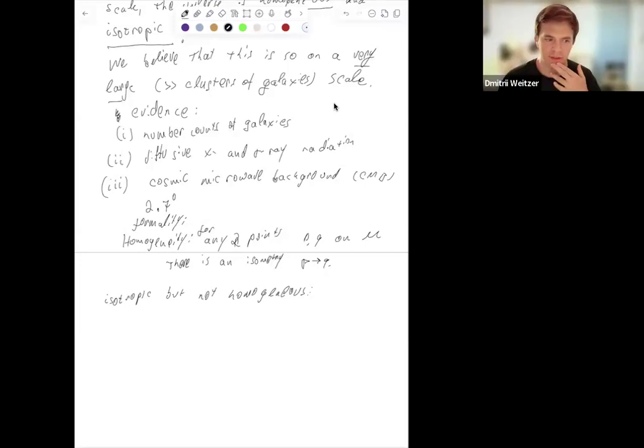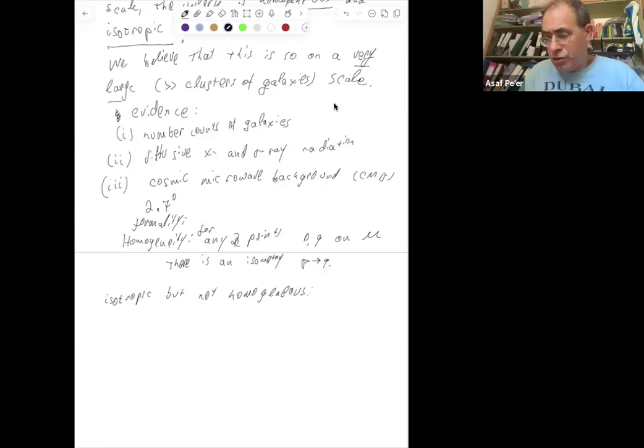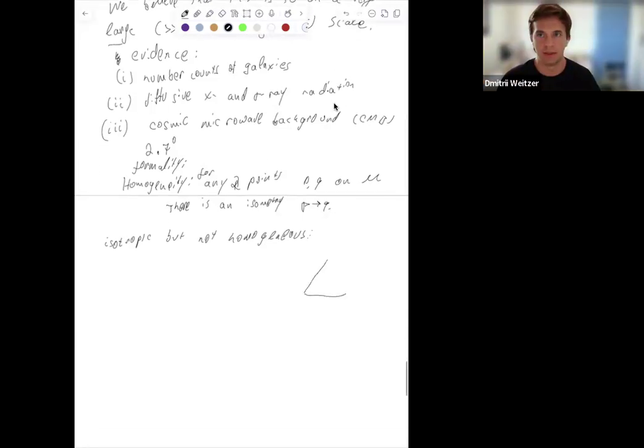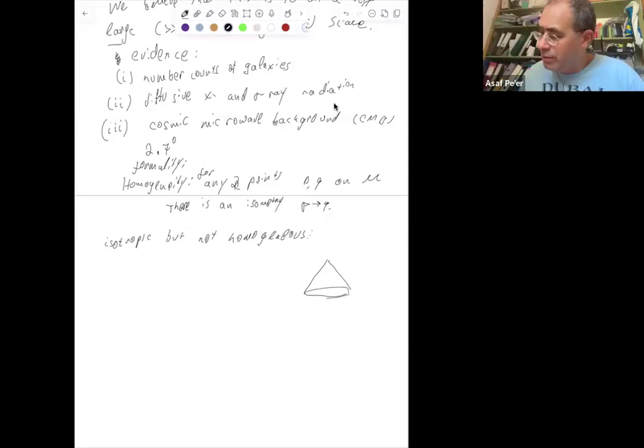Maybe the Schwarzschild metric. Think of a cone, right? If you have a cone and you're sitting right here, you're saying it's isotropic, but obviously it's not homogeneous. And the Schwarzschild is also a very good example.